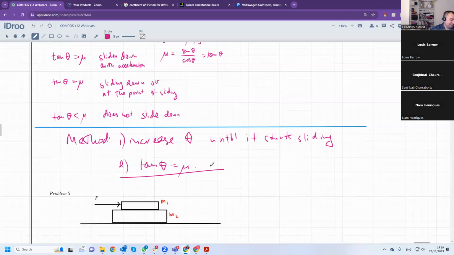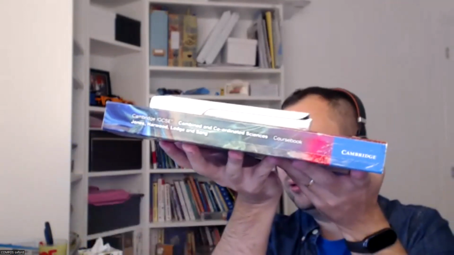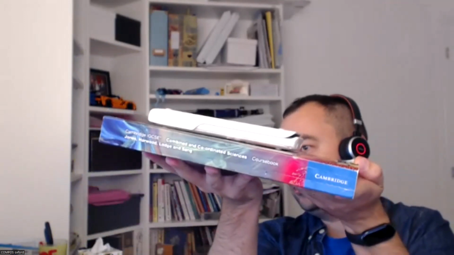So let's do an experiment. This is a calculator and there's rubber bits here. Rubber on a book. So I move the book.